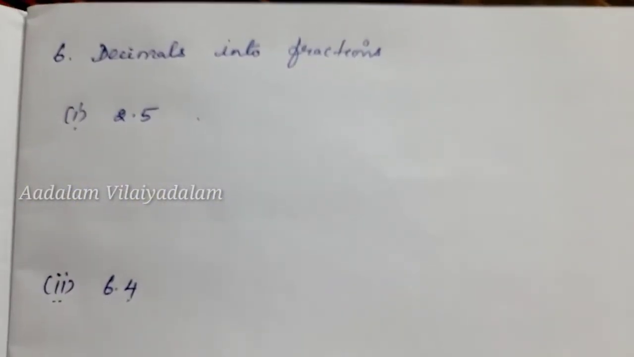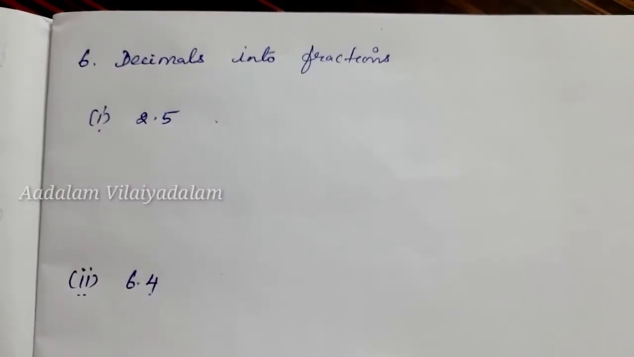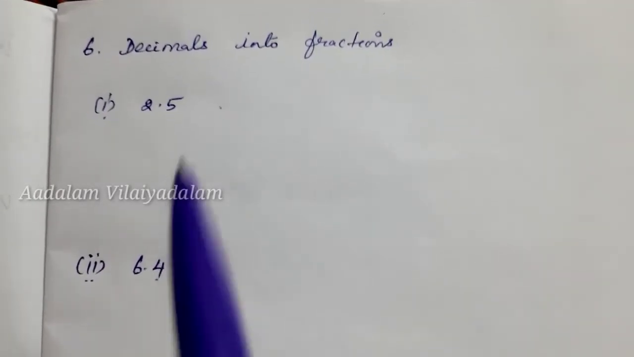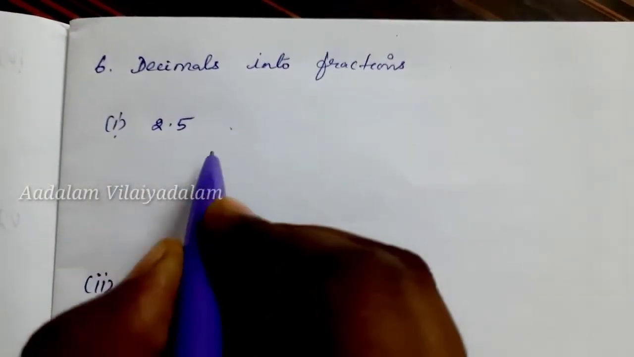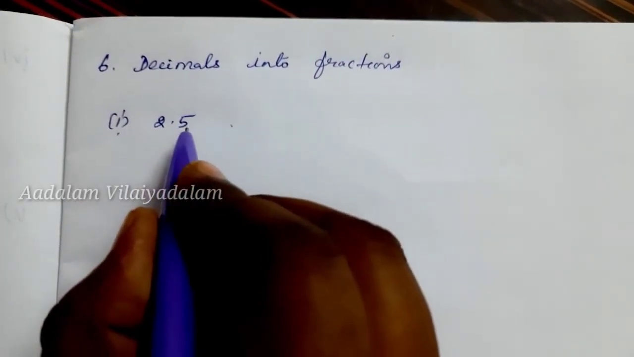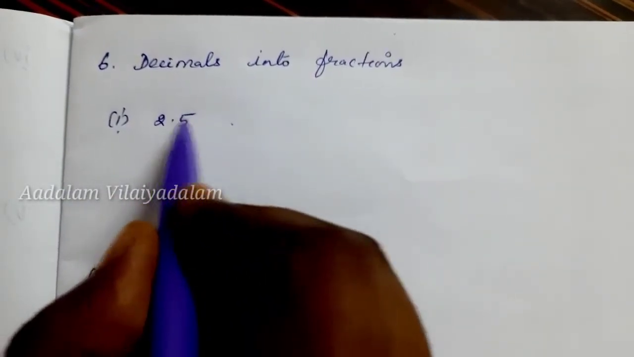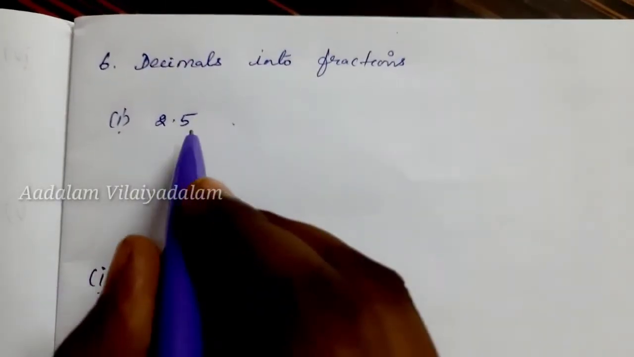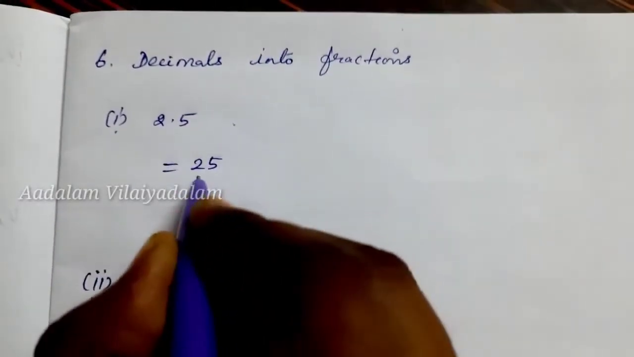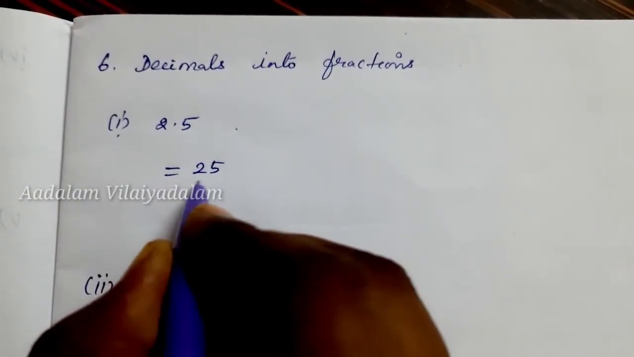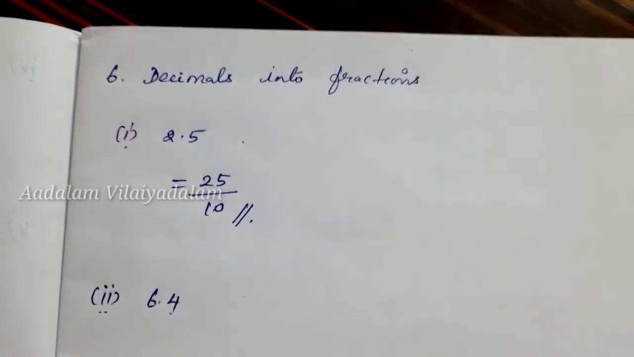Now the sixth sum is decimals into fractions. Previously we have seen the change of fraction into decimal. Now we are going to change the decimal into fractions. Look at the first subdivision, 2.5. Here there is one digit in the decimal part, 0.5. So we remove the decimal point, write the number 25 in the numerator, and write 10 as the denominator. This is the required fraction.